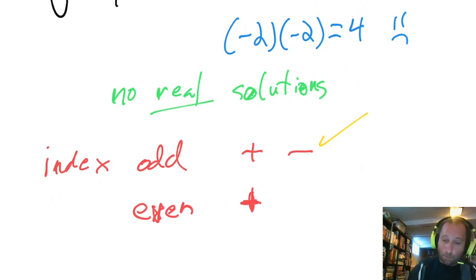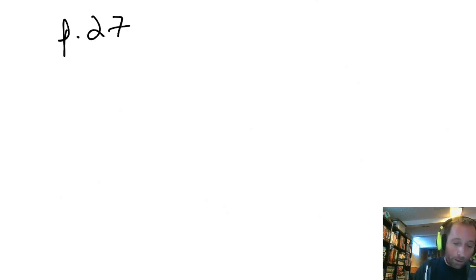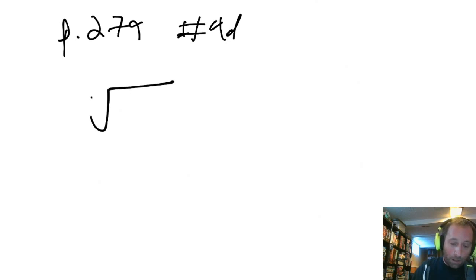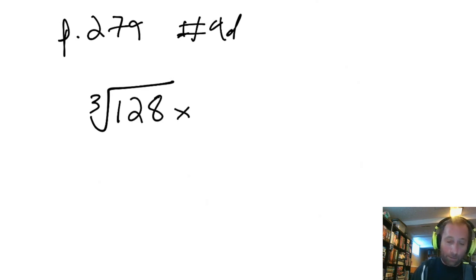Okay, next up. So I had page 279 for D. So this is another simplification. In this case, it is the cube root of 128 times x to the power of 4.